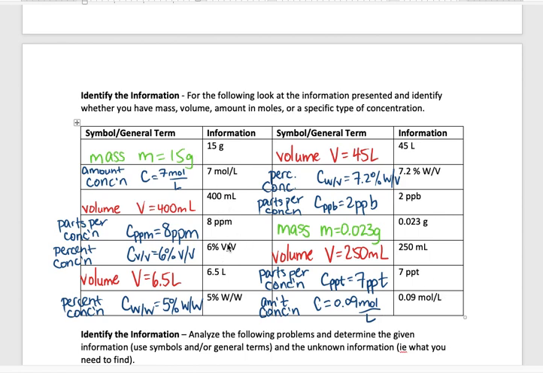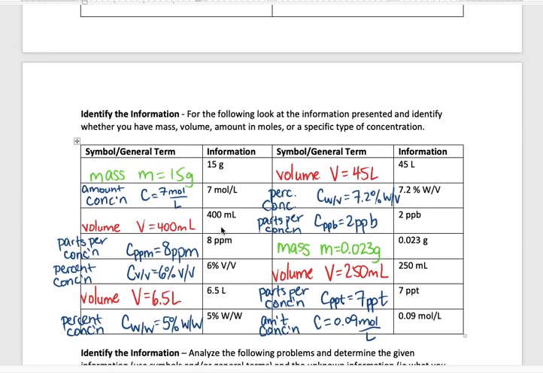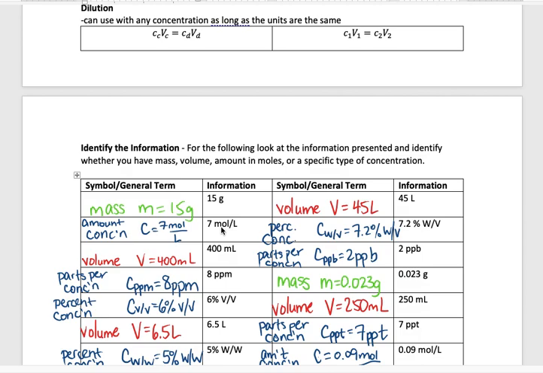And then we have the percent concentrations, by volume, volume, or weight here. So the percent concentrations, the amount concentrations, and then we have parts per million, parts per billion, parts per trillion concentrations as well. Those are most of the ones you'll see.